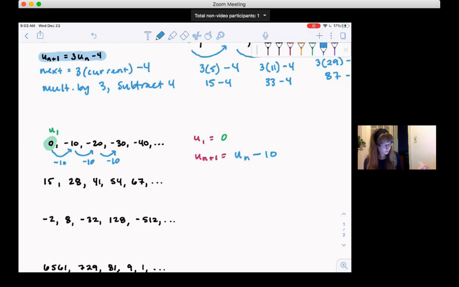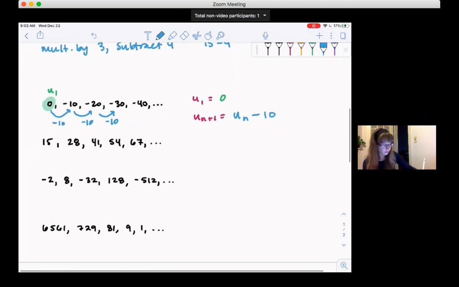All right, let's try that again with another one. So I know I need two parts, U1 and UN plus 1. U1 is just the first term, so I just read it off. What is the first number in the sequence? It's 15, so U1 is equal to 15. UN plus 1 is asking for a rule to get the next term. So we're looking for what is the pattern of this sequence.